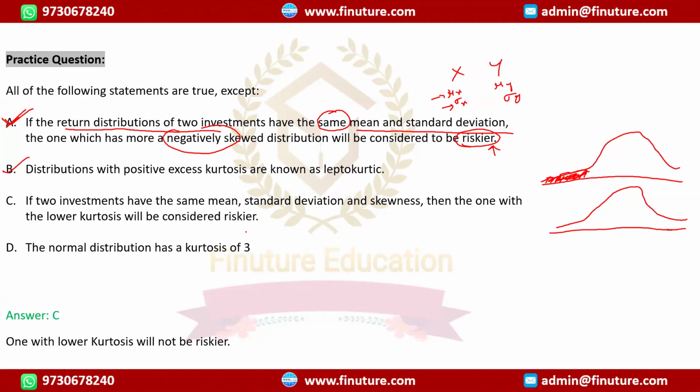Actually, the thing is, lower kurtosis would be the platykurtic, right? Yes. And platykurtic, in that the tail is wider. Correct, correct. You're on the right direction. Perfect. Because wider, right?